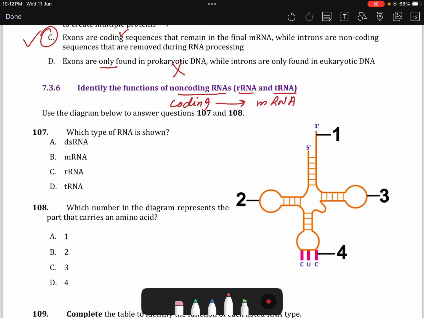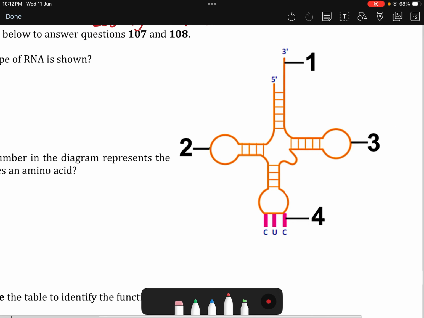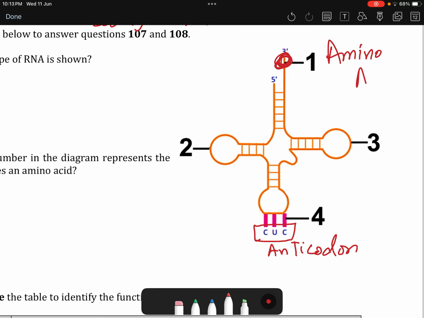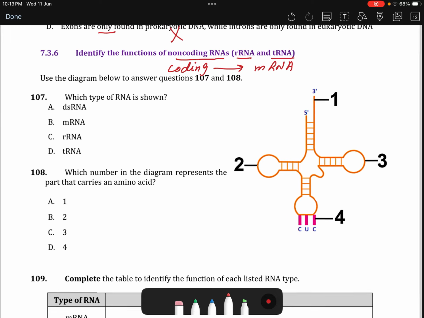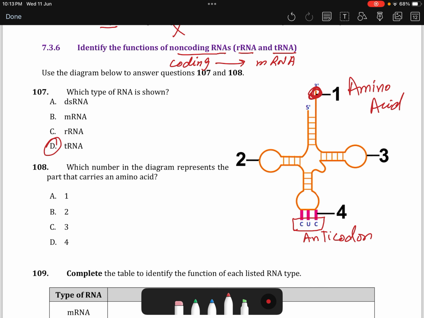Which type of RNA is shown in this diagram? This is a loop, pin shape, and also you have this one that is an anticodon. And over here on the top you have the amino acid. So this is a tRNA. Which number in the diagram represents the part that contains amino acid? Of course, number 1. We already did it.